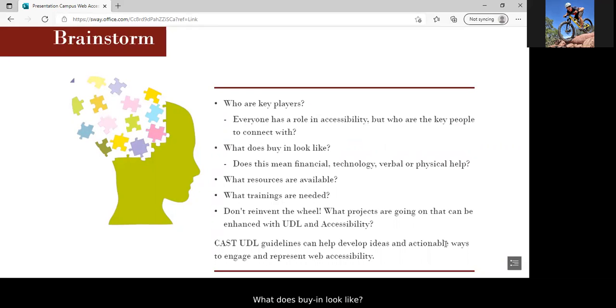What does buy-in look like? Does this mean financial, technological, verbal, or physical help? What resources are available on your campus? What trainings are needed? And don't reinvent the wheel. Think about what projects are ongoing and can be enhanced with UDL and accessibility. And in typical universal design for learning fashion, use the CAST guidelines to help develop ideas and actionable ways to engage and represent web accessibility.